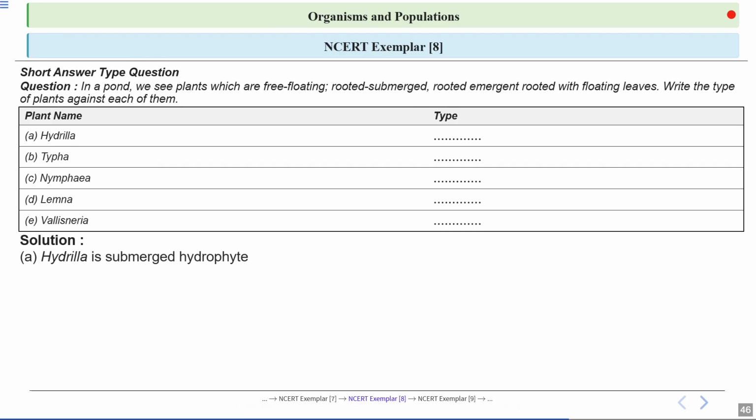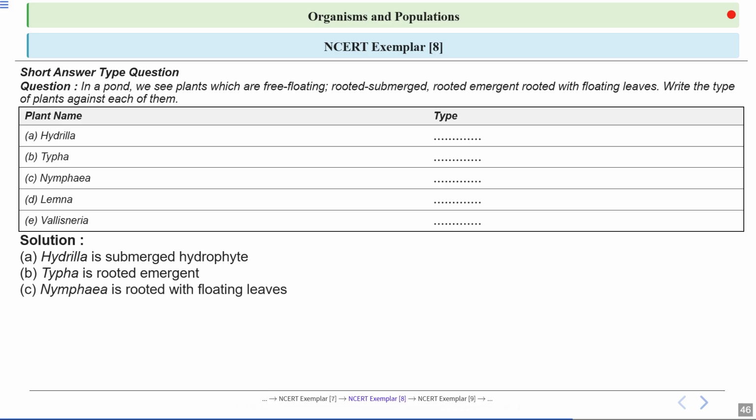Now, Hydrilla, this is a submerged hydrophyte, which means it lives completely underwater and is rooted to the bottom. Next one, Typha, is what we call a rooted emergent plant. That means its roots are anchored in the soil underwater, but its stem and leaves grow up and out above the water's surface.